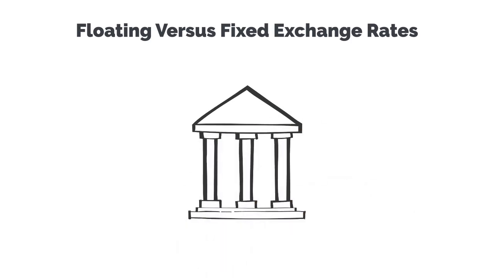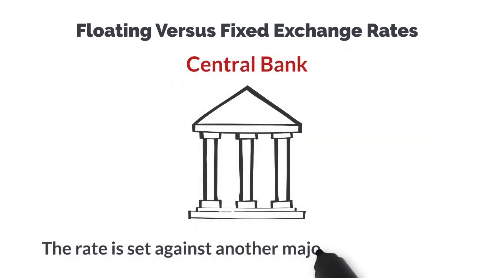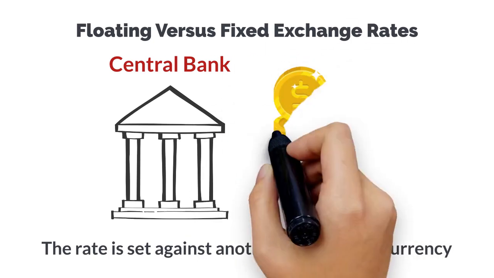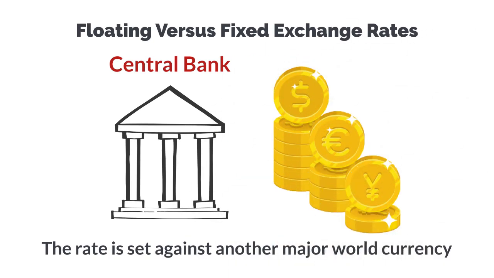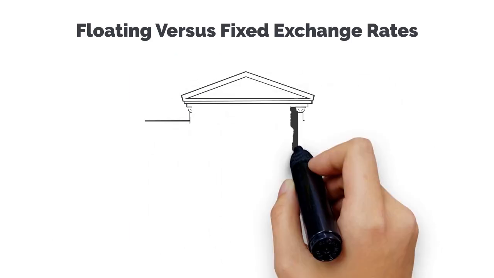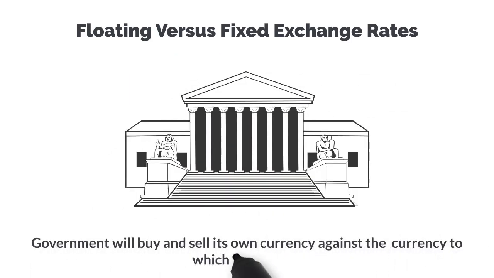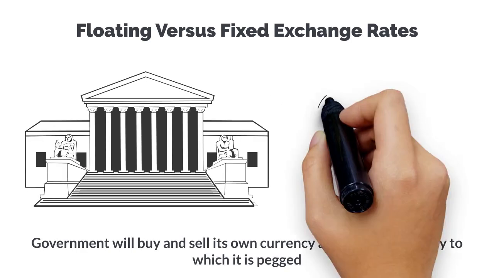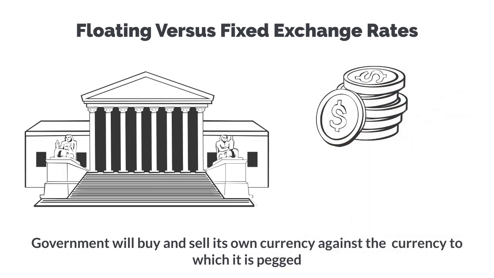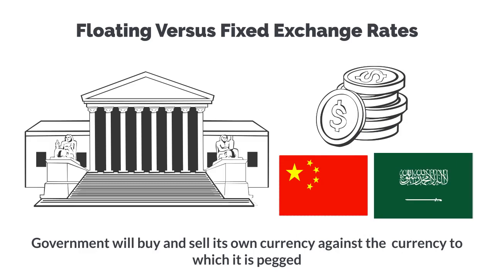A fixed or pegged rate is determined by the government through the central bank. The rate is set against another major world currency, such as the US dollar, euro, or yen. To maintain its exchange rate, the government will buy and sell its own currency against the currency to which it is pegged. Some countries that choose to peg their currencies to the US dollar include China and Saudi Arabia.